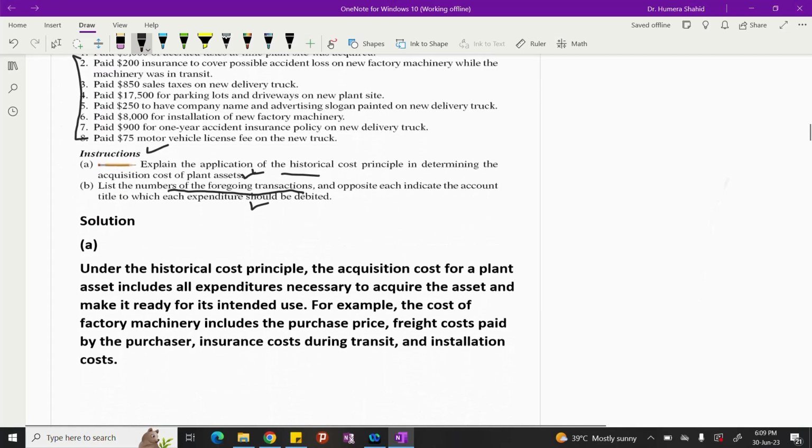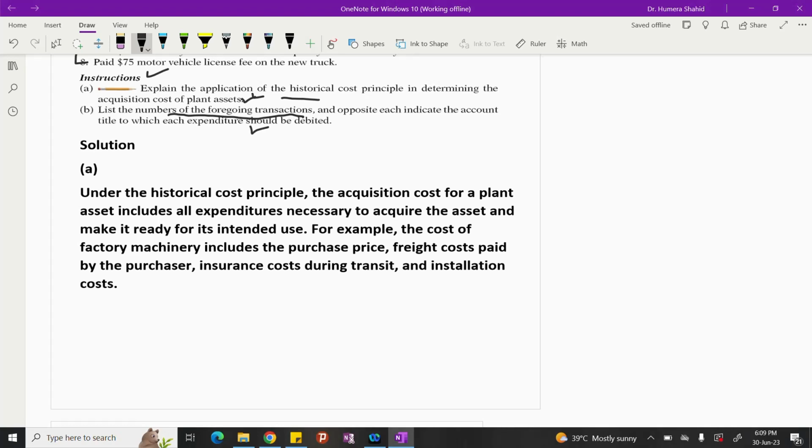So here I wrote the answer for you, that the historical cost principle says that we have to add up all the expenditures which we incur in order to make the asset ready for its intended use. Like we always say that whenever you purchase a plant asset, according to the historical cost principle, all the expenditures should be added up to calculate the cost of the asset until the asset is ready for use. So here's one of the common examples which we usually use, that is the factory machinery, or you can say equipment.